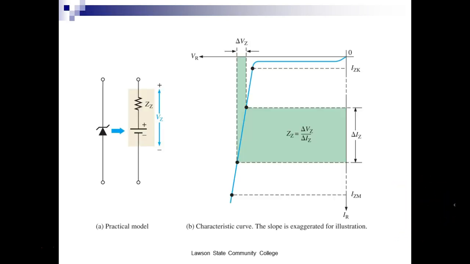So this is the way they calculate ZZ. They go over here around IZT and they do a delta Z. What is delta Z? Changing. So a change in voltage over a change in current is the way they calculate this. Now, this is given in the data sheet, but we're not going to use that.